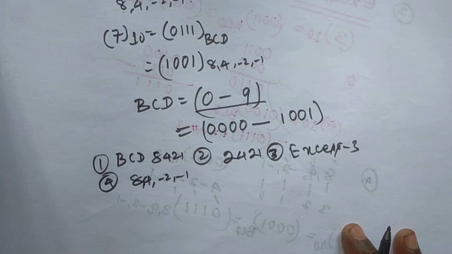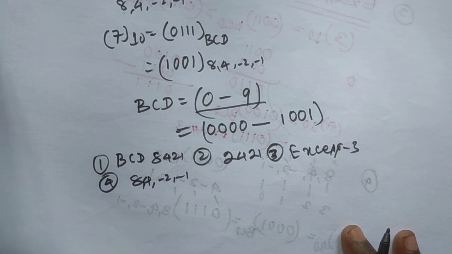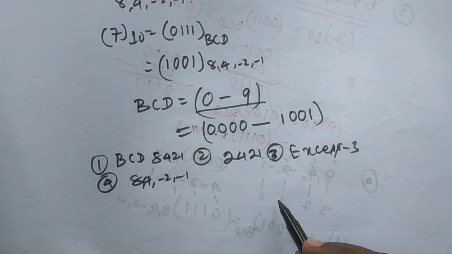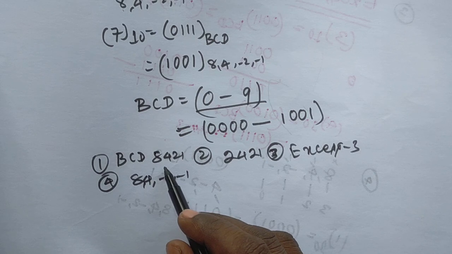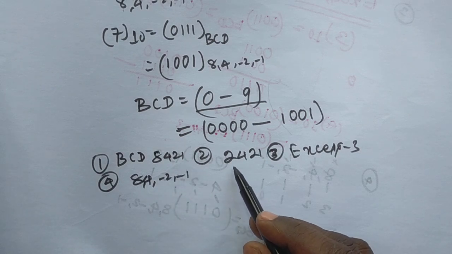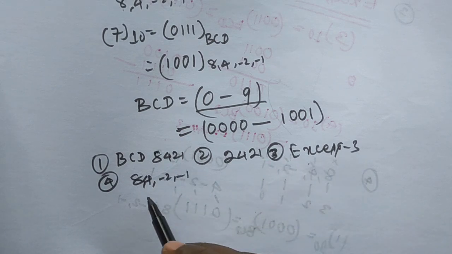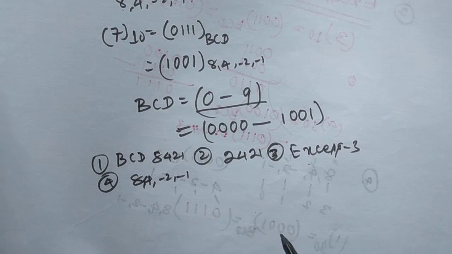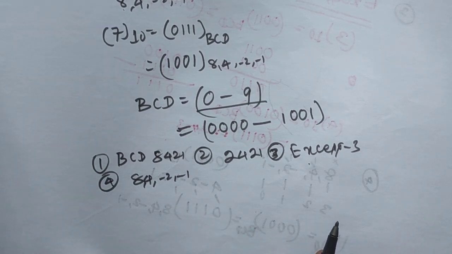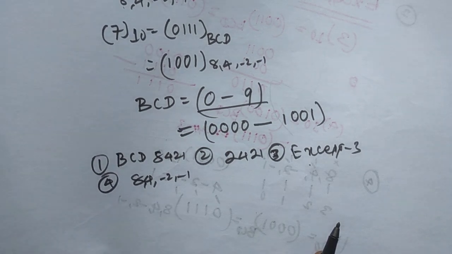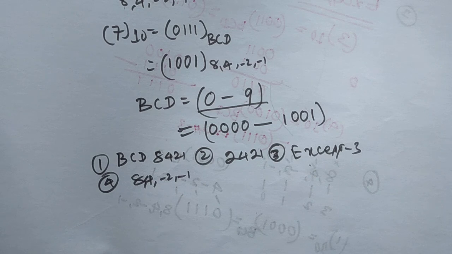Now I will make a table for each individual code: BCD 8421, 2421, XS3, and 8 4 -2 -1. Then we can find out how each is defined. It is a very easy way to define these numbers in binary form. We will see how it is defined.